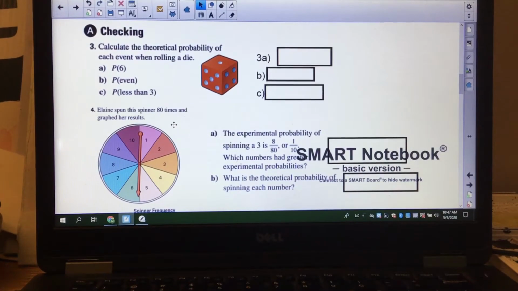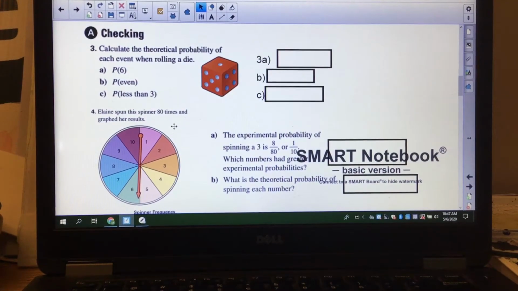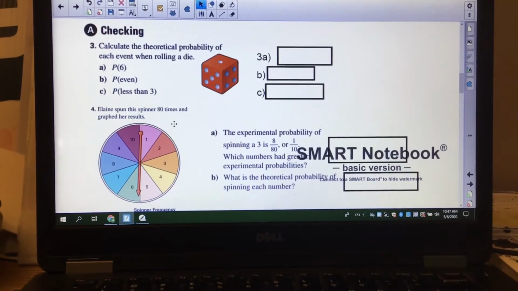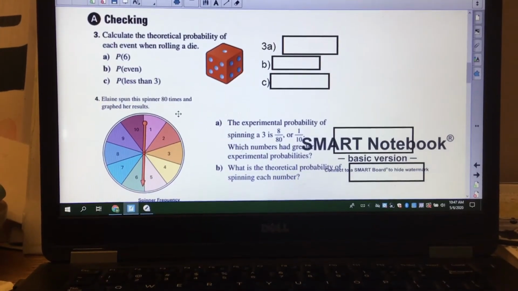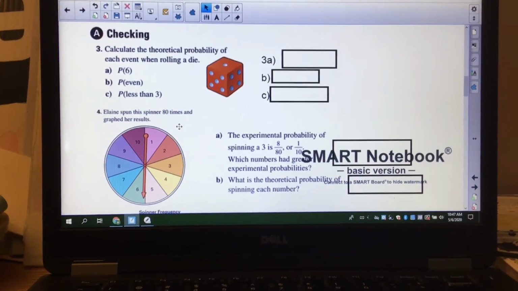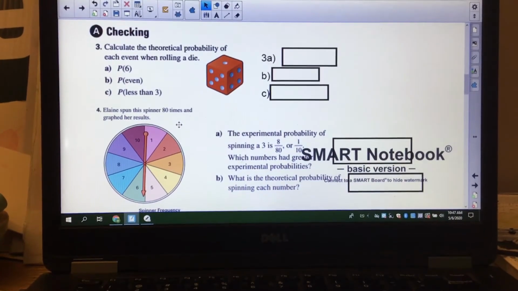See if you can answer it before I show you the answers. Let's do the first one together. Calculate the theoretical probability of each event when rolling a die. First thing to understand, it's a regular die.